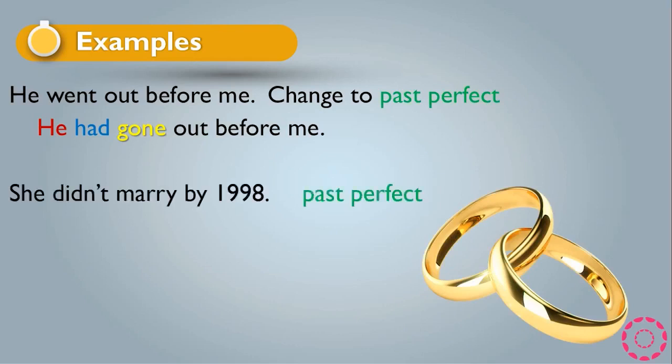She didn't marry by 1998, and it says change to past perfect. We have by here, so it became she hadn't married by 1998. Why did we use hadn't? Because the original sentence is negative, so we also have to use the negative. So it became she hadn't married by 1998.